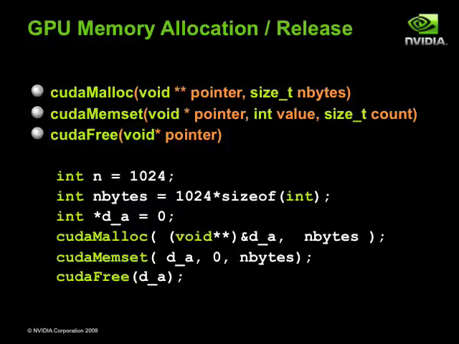The segment of host code on this slide demonstrates the use of these functions. This segment of code allocates, initializes, and then deallocates a 1024-element integer array. Note that the declaration of a device memory pointer is the same as a host memory pointer. In order to distinguish between pointers to device and host memory spaces, programmers often choose variable names with d and h prefixes or suffixes.